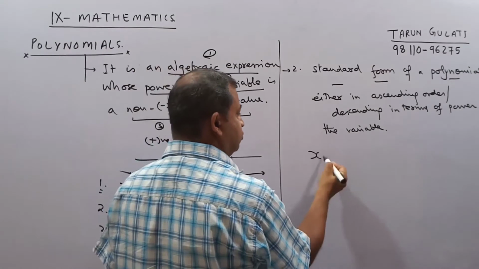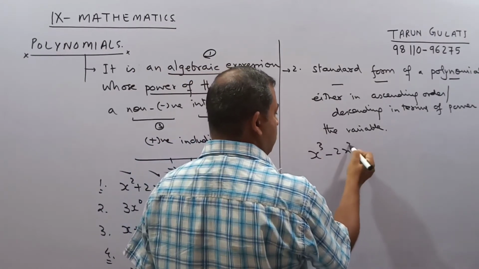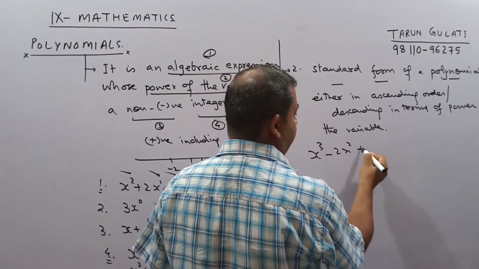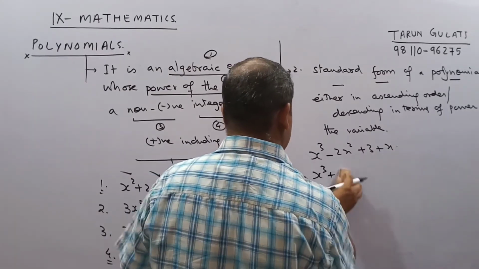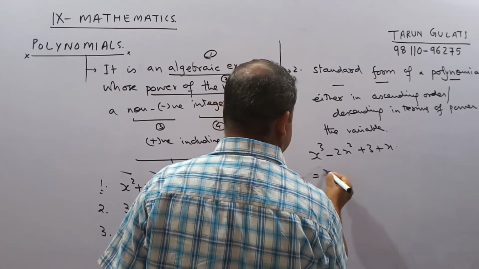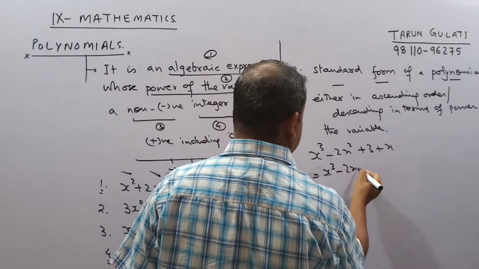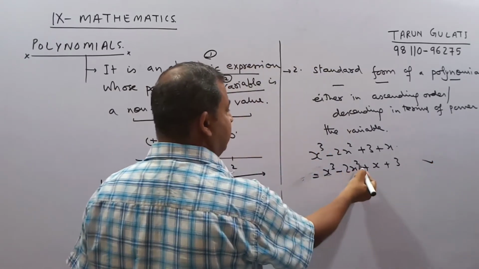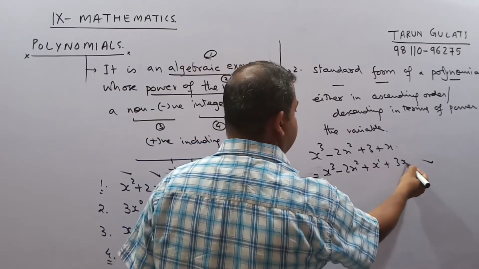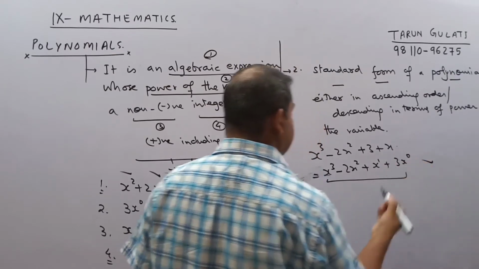Say here it is x cube minus 3x square plus 3 and plus x. It is x cube minus 2x square plus x plus 3. So here the power is 3, here 2, here 1, here it is 0. This is known as standard form.